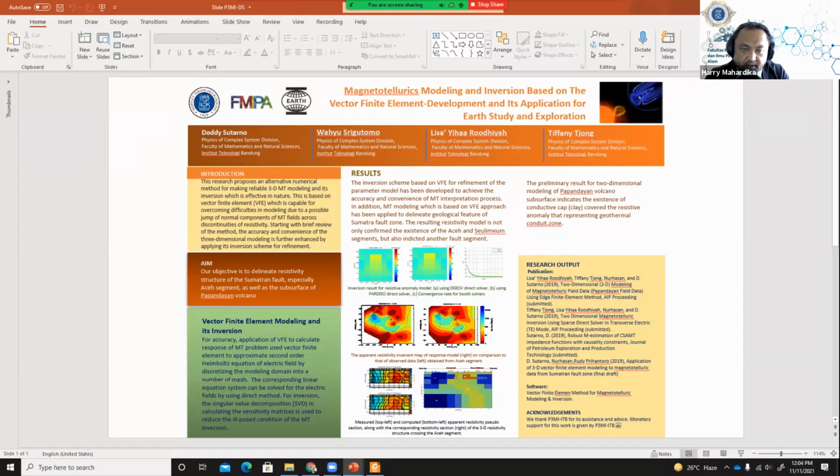Then the poster is followed by the introduction, the objectives or the aims, and then the methods and results. Since this is an exhibition poster, it needs to include the research output for this topic and also the acknowledgement for the fund giver of this project.